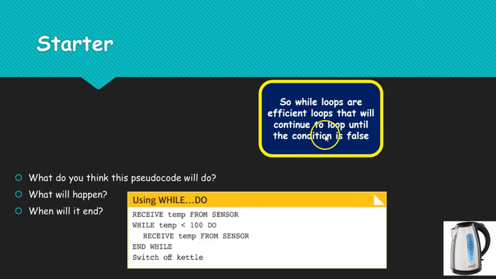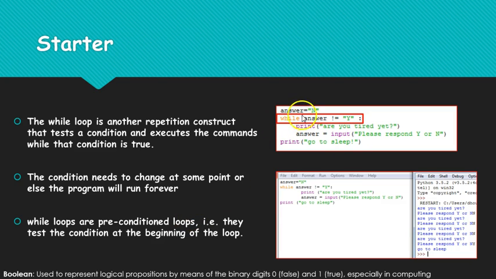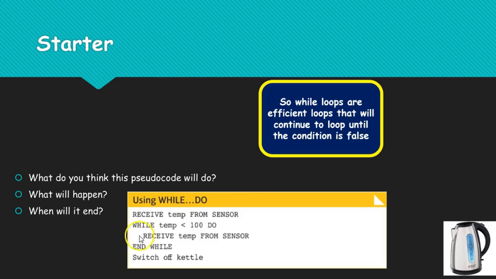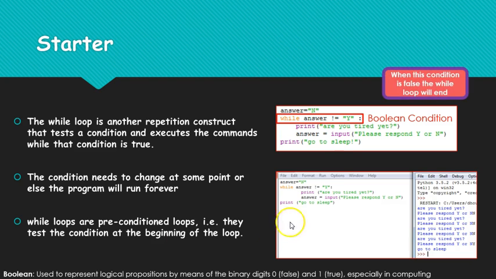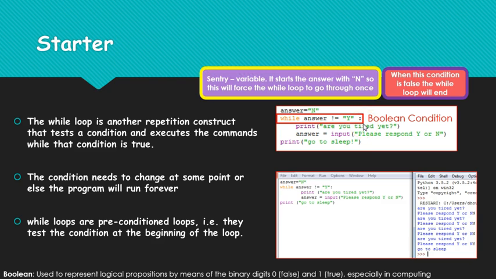Now notice that it's different to Python. In Python there is no end while, whilst in pseudocode there is an end while that you need to put in. Let's have a look what's next. Okay, so when this condition is false, the loop will end. So when it turns false, it will end. Just a quick note that it is a Boolean condition that we're looking at.